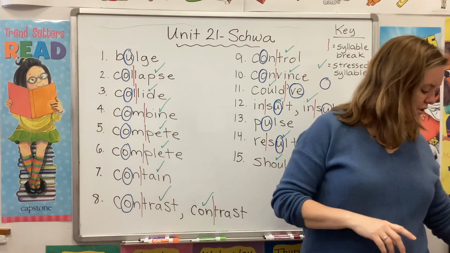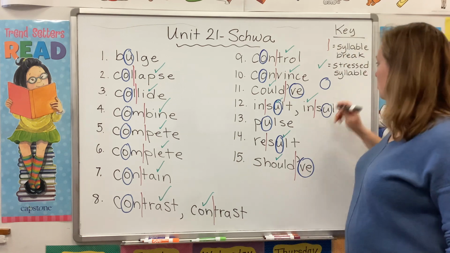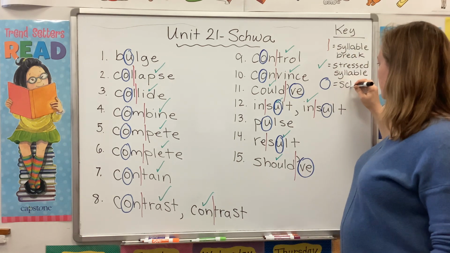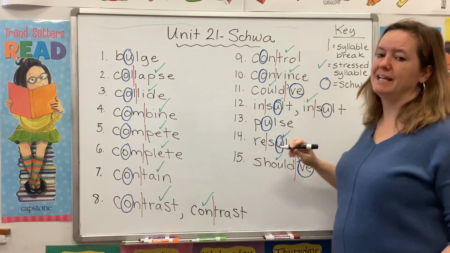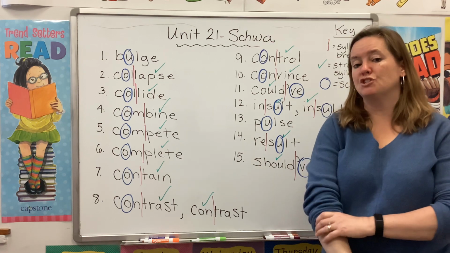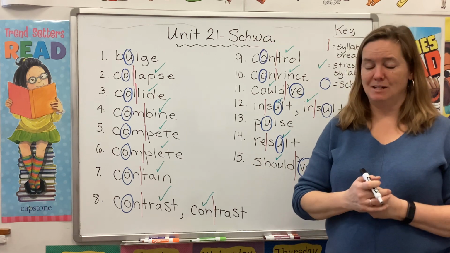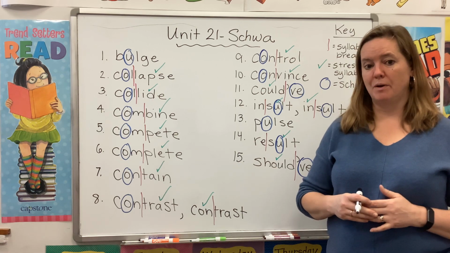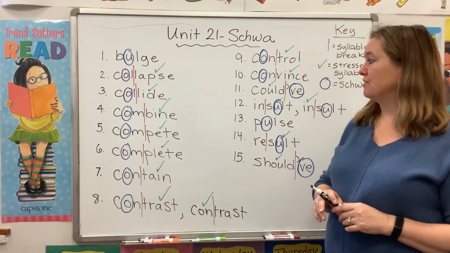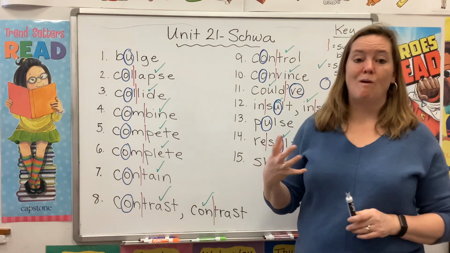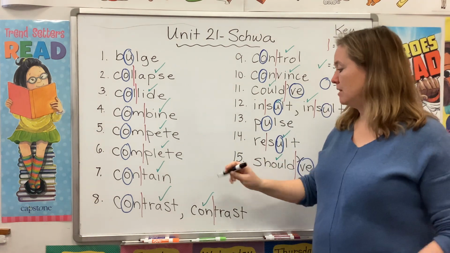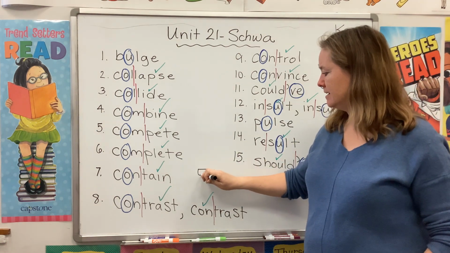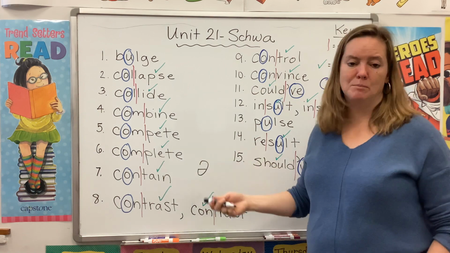So blue circle equals schwa. You're going to hear a lot more about that schwa sound next year when you get into bigger words with trickier spellings, okay? I do want you to notice for now, though, that schwa sound, which, by the way, the symbol for it is this. That's the symbol for a schwa.